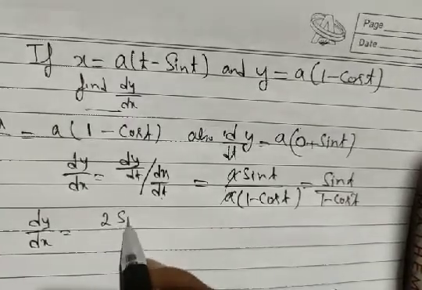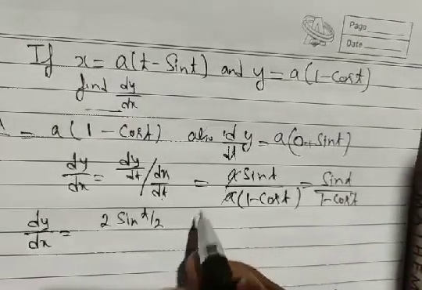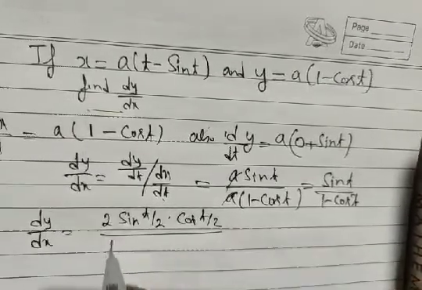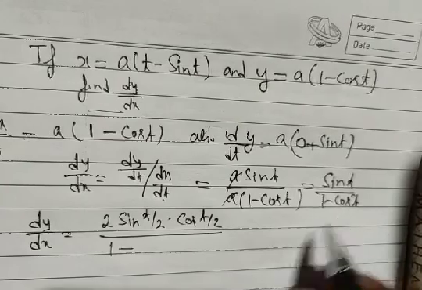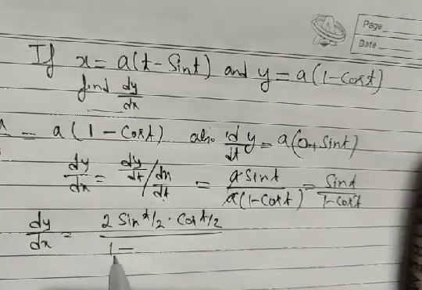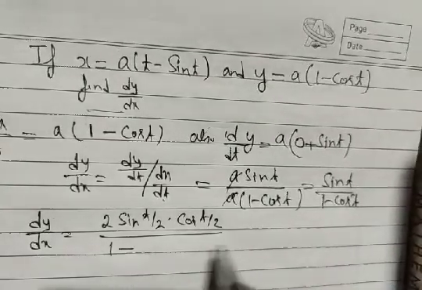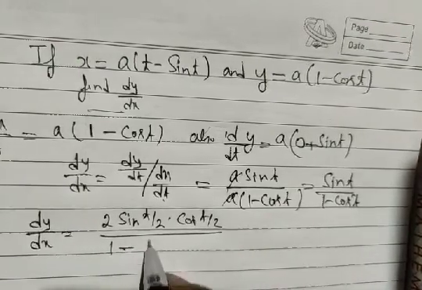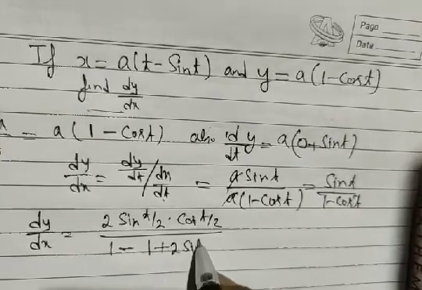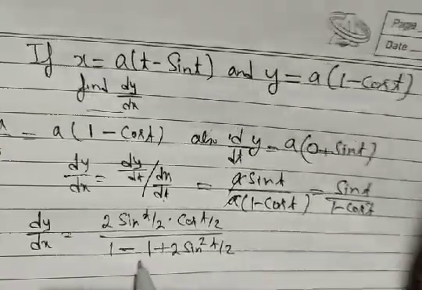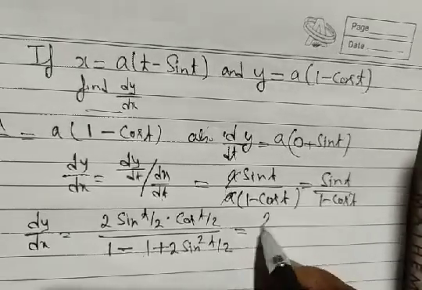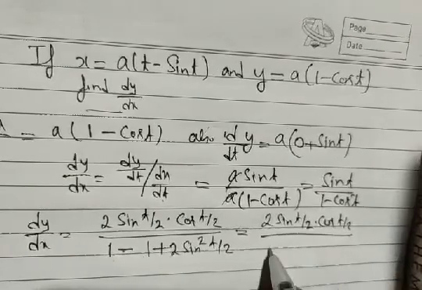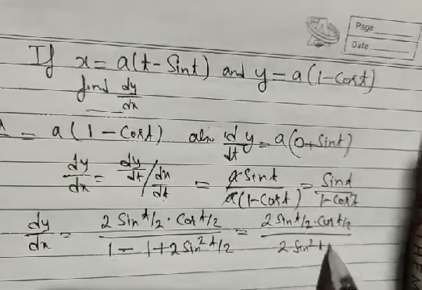It's 2 sin t/2 into cos t/2. Now, putting the value of cos t, what do we get? We have to cancel this one, then we take the sine form. It's 1 minus, then here is minus, then it's 1 plus 2 sin square t/2. Then this one cancels, and we have 2 sin t/2 into cos t/2 divided by 2 sin square t/2.